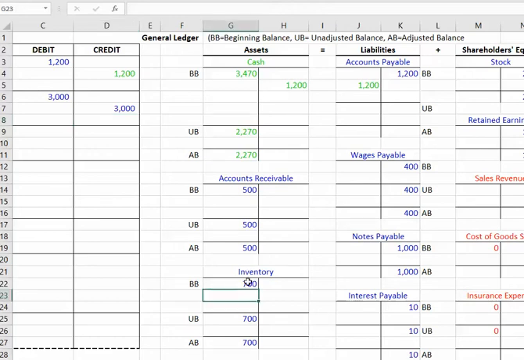So my inventory had 700 to begin with. Now I'm going to add another 3,000 to it, and I'm going to show I owe 3,000 for those goods I bought.